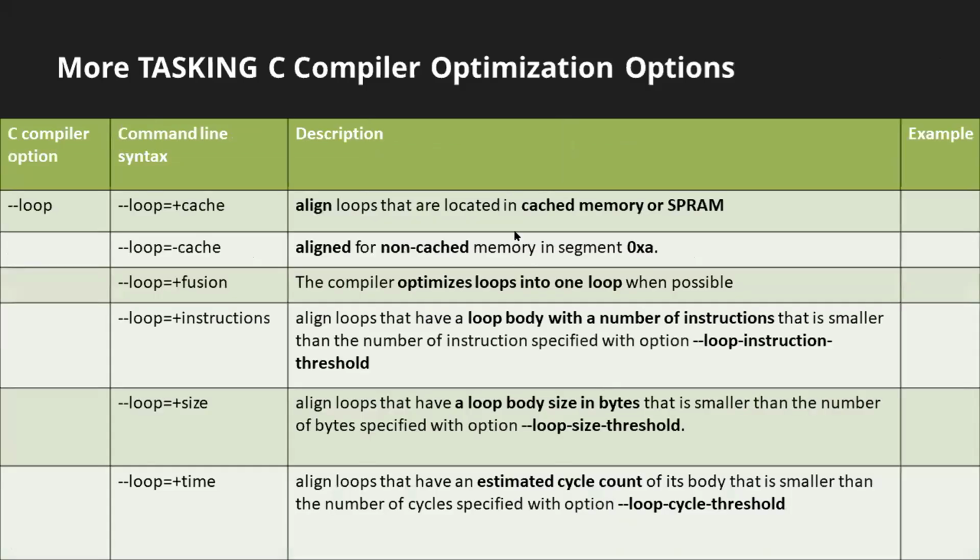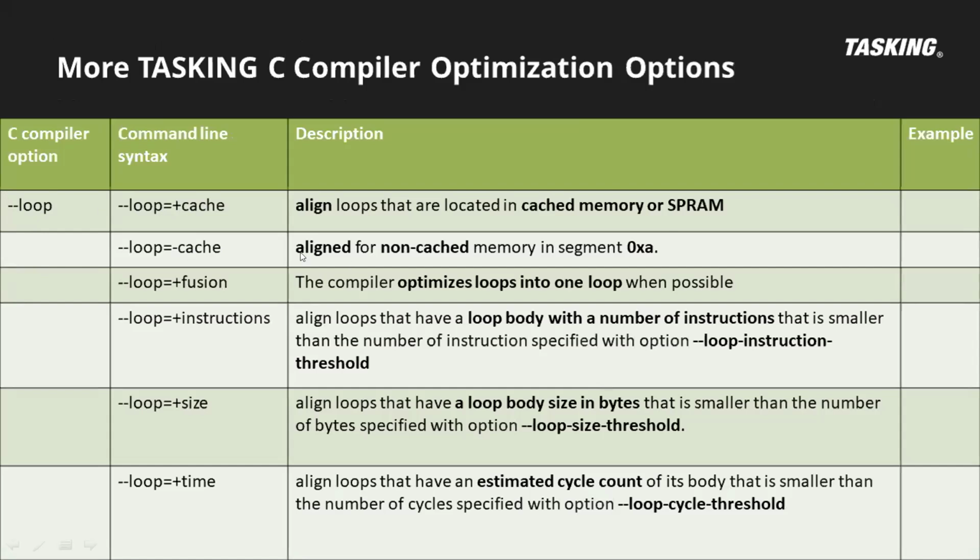All right, I believe this is the last compiler related option. Slides. So here, this is the loop compiler option. With this loop, you have full control over which memory sections will be aligned. For example, here --loop=+cache means I'm enforcing the compiler to align the loops that are located inside the cache memory or the SPRAM.